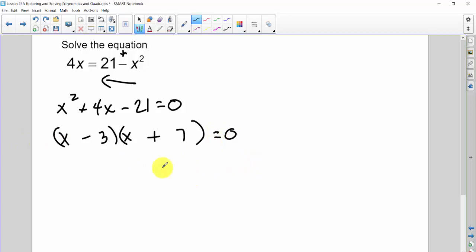There's my zero product principle. x minus 3 equals 0. x plus 7 equals 0. So x equals 3 and x equals negative 7.